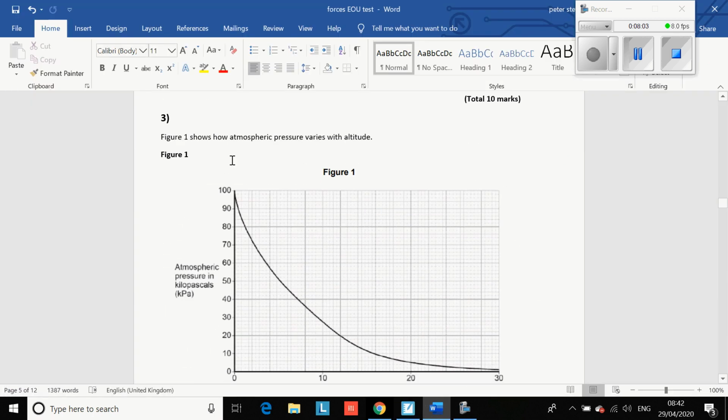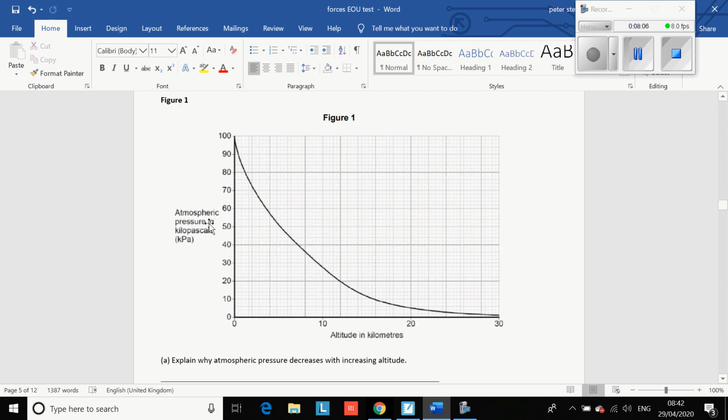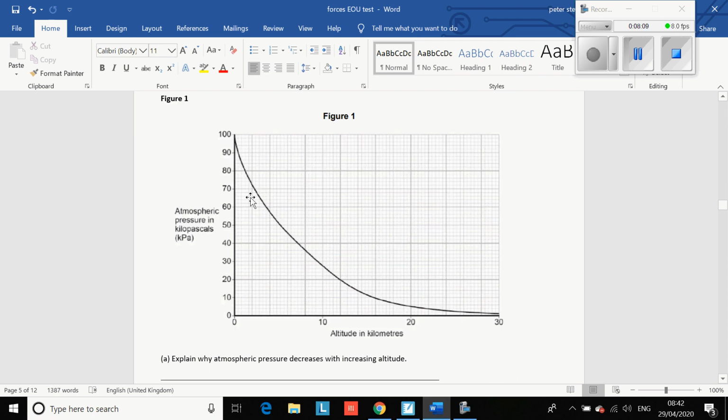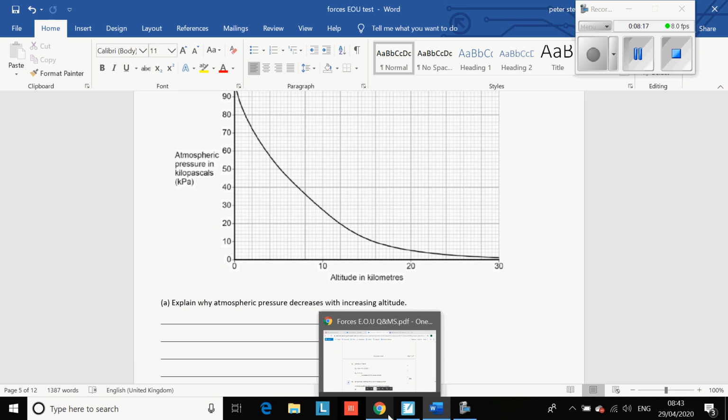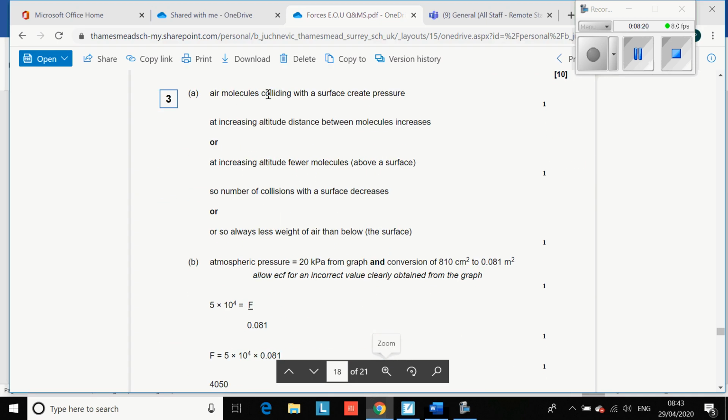Question 3, figure 1 shows how atmospheric pressure varies with altitude. So as you can see, the pressure drops the higher you go. Explain why atmospheric pressure decreases with increasing altitude. Okay, air molecules colliding with the surface create pressure, 1 mark. At increasing altitude, distance between the molecules increases, there's less of them. Or we could say at increasing altitude, there are fewer molecules, so the number of collisions with the surface decreases. Or, so there's always less weight of air than below the surface.